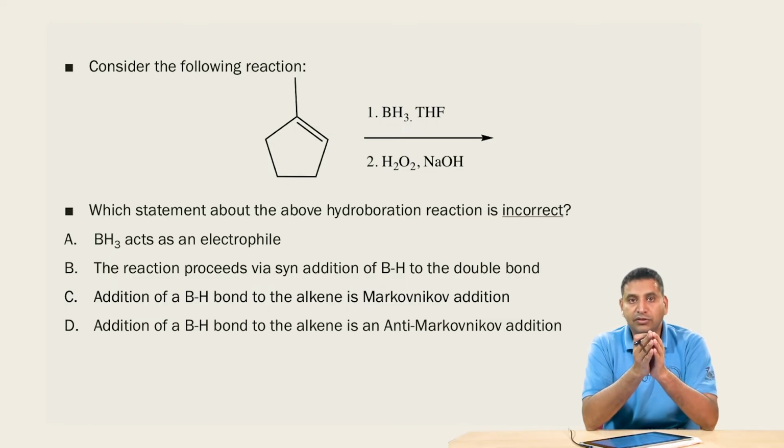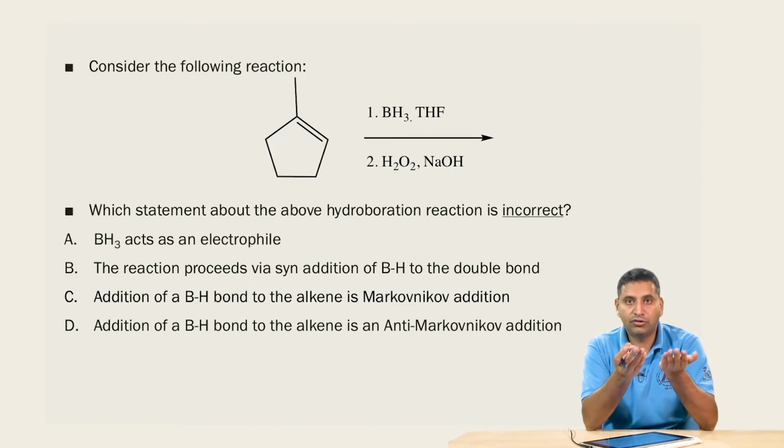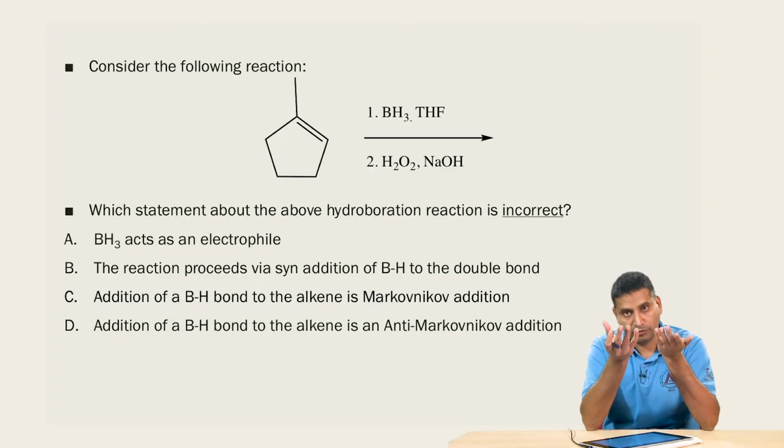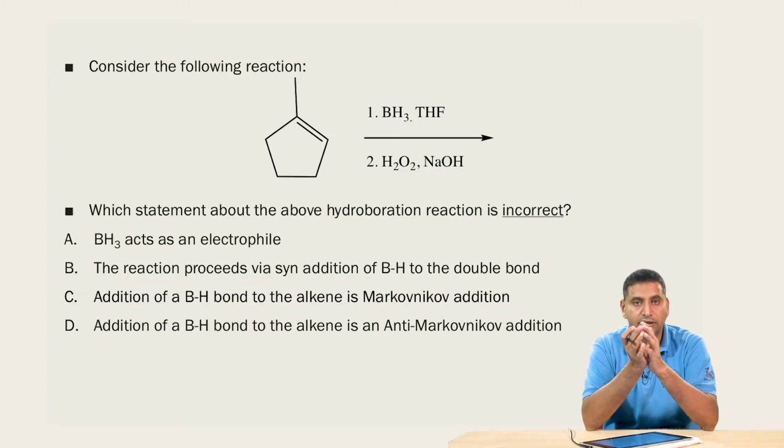The second statement, which is the reaction proceeds via syn addition of BH to the double bond, based on stereochemistry, we have already described to you that the BH acts from the same face, that is the boron and hydrogen add from the same face. We have plenty of experimental evidence to show that. Okay, so, therefore, B is also correct.